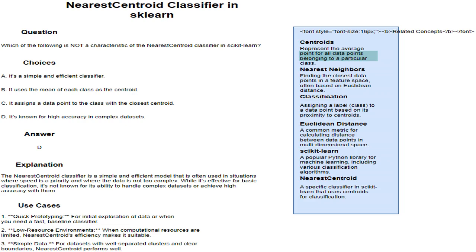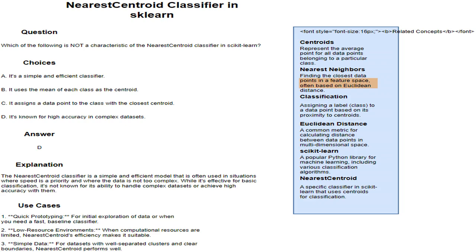Centroid: represents the average point for all data points belonging to a particular class. Imagine you have two classes of fruits, apples and oranges. The centroid for the apples class would be a point in the apple feature space that represents the average characteristics of all apples in your dataset.